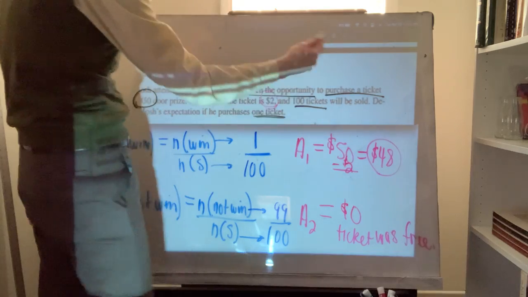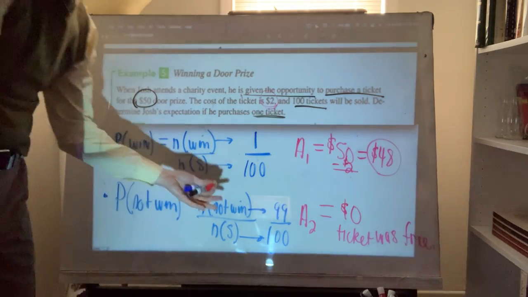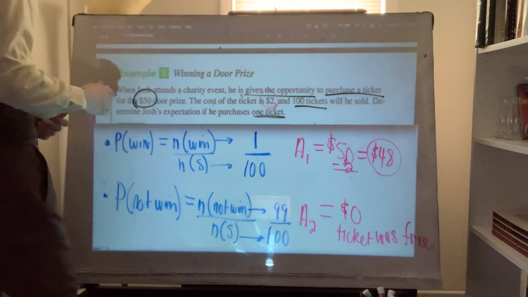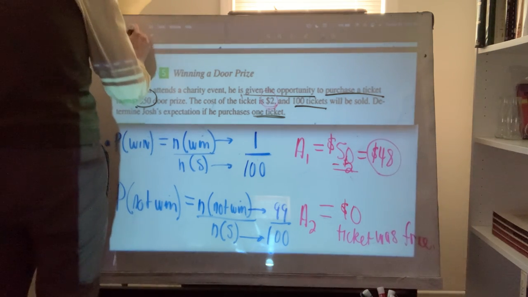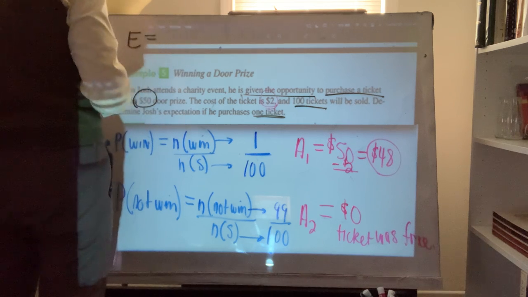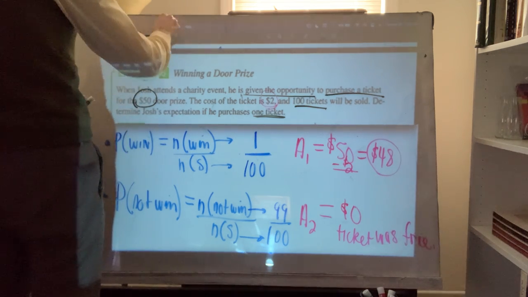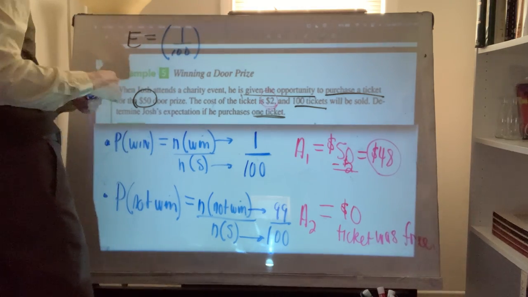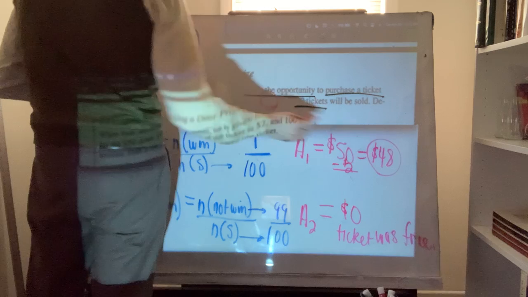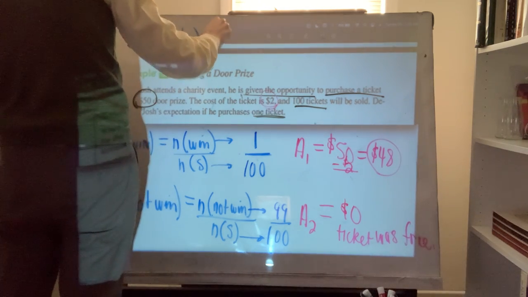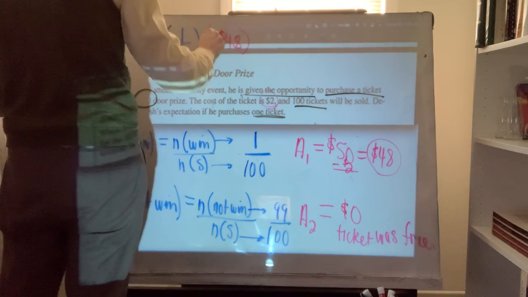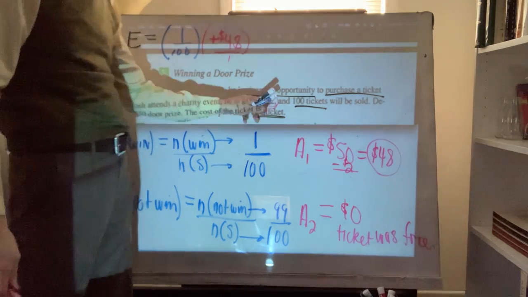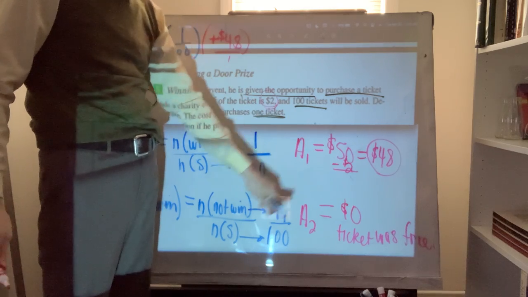You paid for the experience of playing the game, Josh, I should say, not any of you. So here's our formula again. The expected value is going to have the same probability, 1 out of 100, but the amount is really a positive $48 instead, because one would have to pay to play, $2.